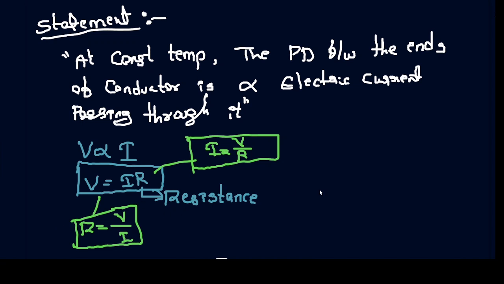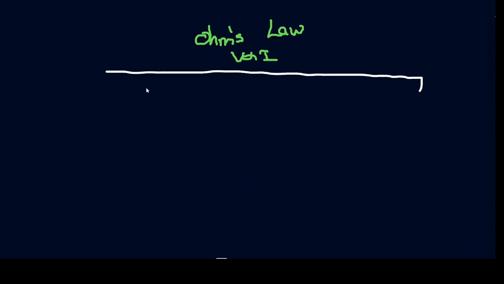Now, what about the materials which obey Ohm's law and which do not obey Ohm's law? There are two types of materials. Ohm's law says V is directly proportional to I. There are some materials which obey Ohm's law. They are known as ohmic conductors.